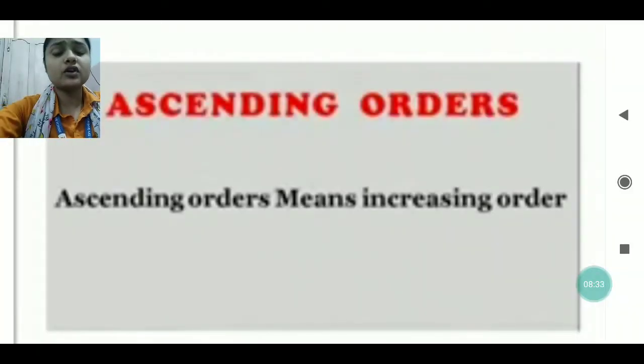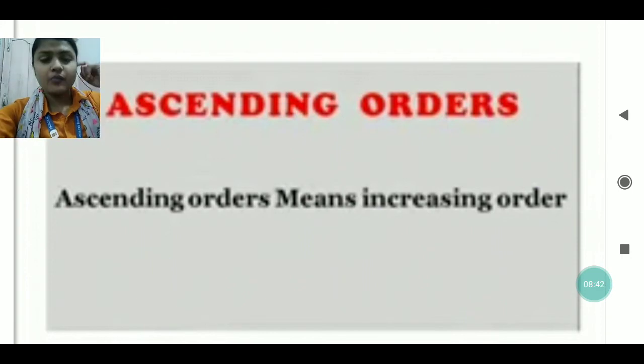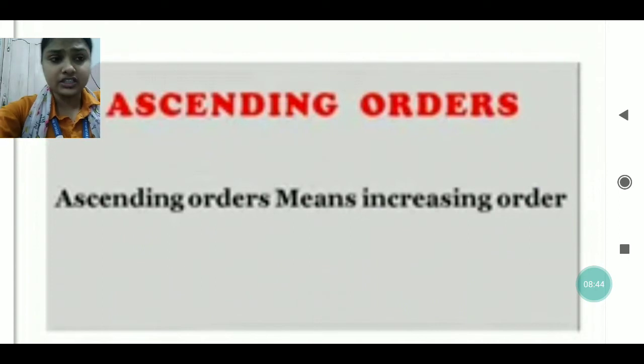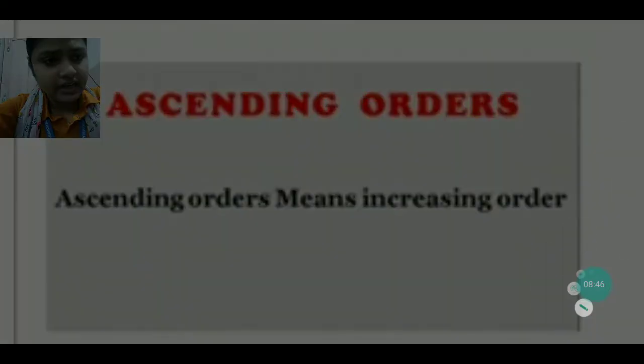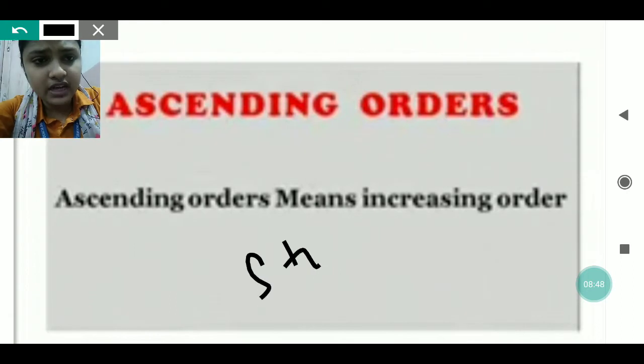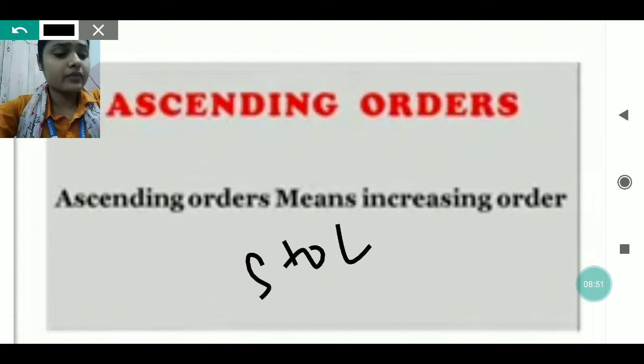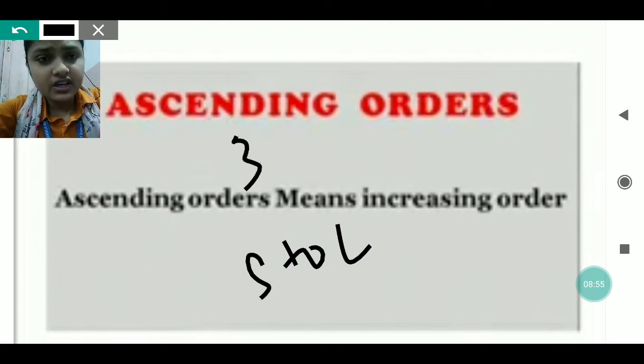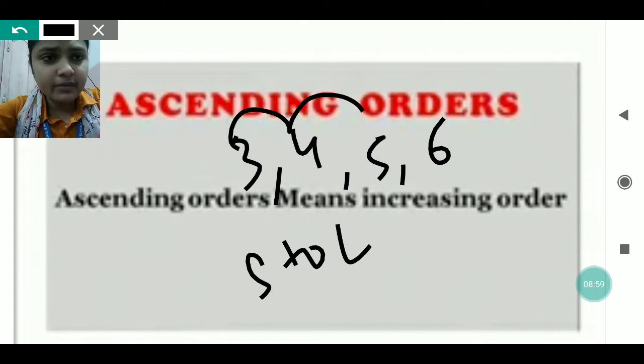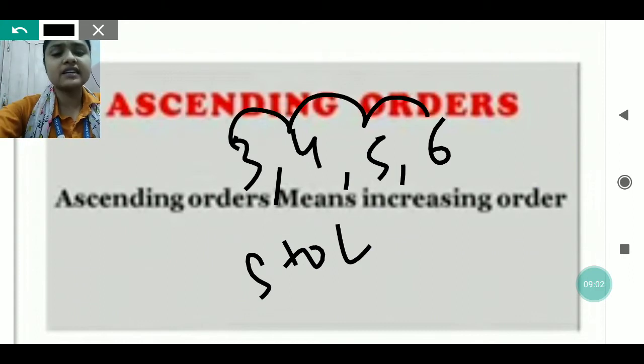Now let's talk about the next topic, that is ascending and descending order. Ascending order means increasing order. It means from the smallest to the largest. Increasing means from the smallest to the largest it is going. So if 3, 4, 5, 6, you can see every time it is increasing. That is why it is also called increasing order.